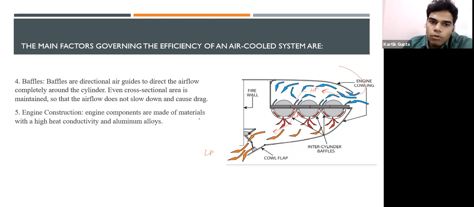Engine construction: engine components are made of materials with high heat conductivity, such as aluminum alloys. These have high conductivity of heat.